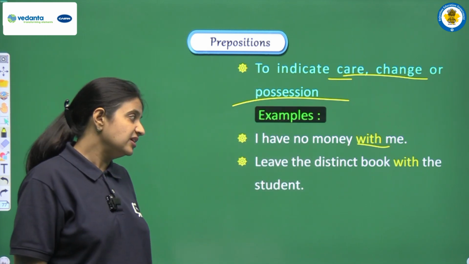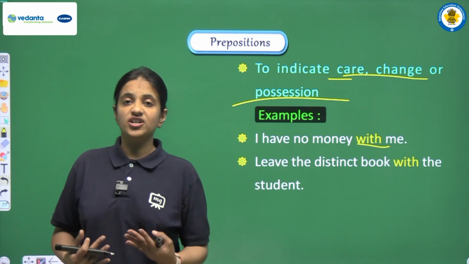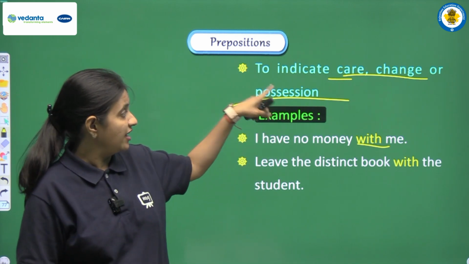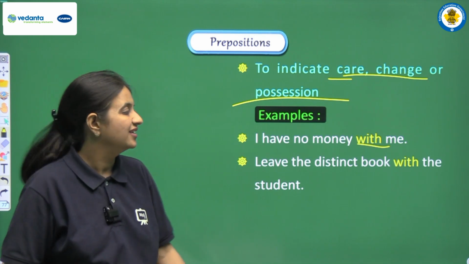Next is, leave the distinct book with the student. So again, we are trying to show the possession, that this book should be in the possession of the student. So whenever we are trying to show the possession, care or change, then we can use with.